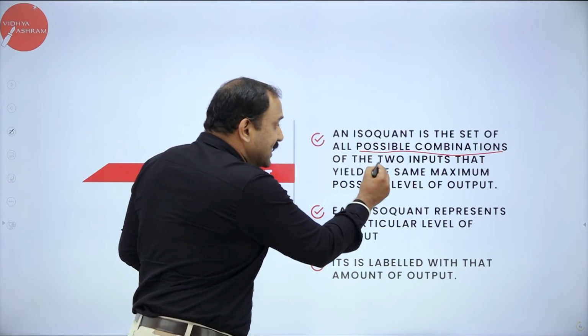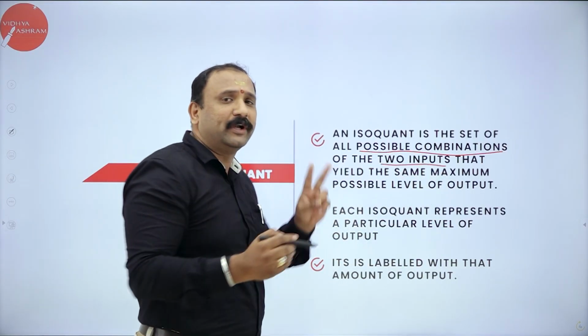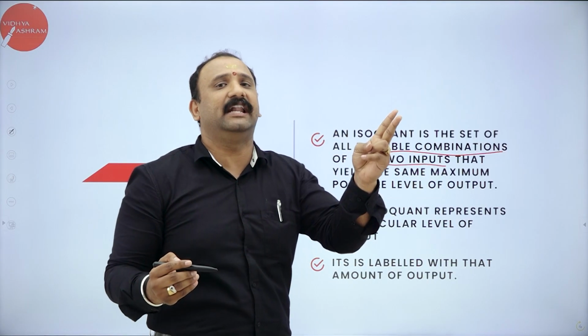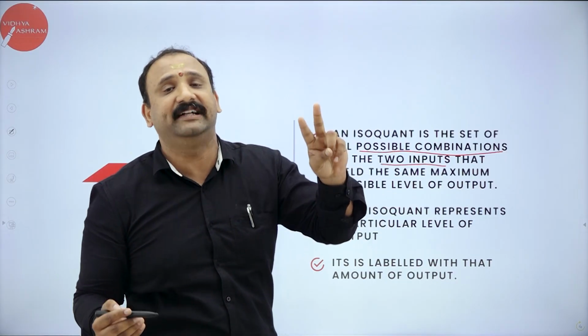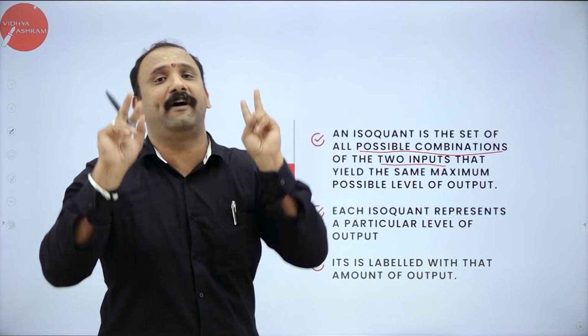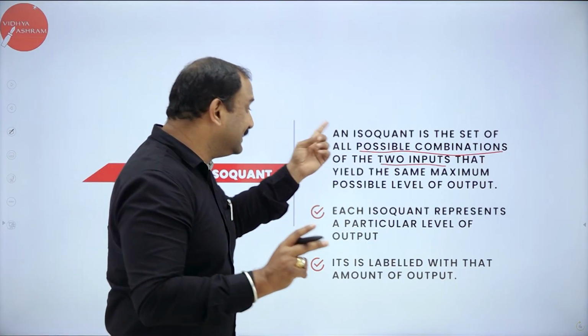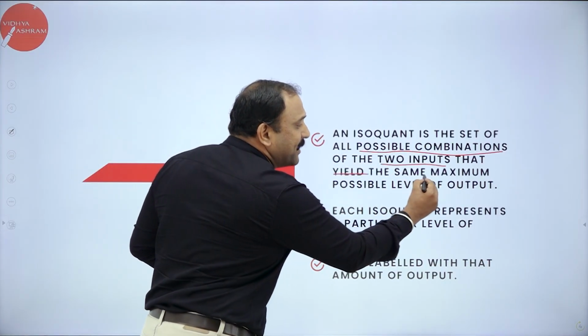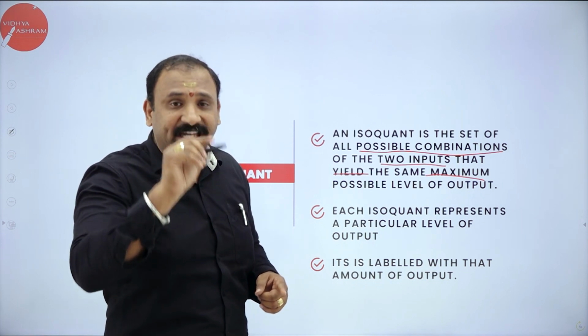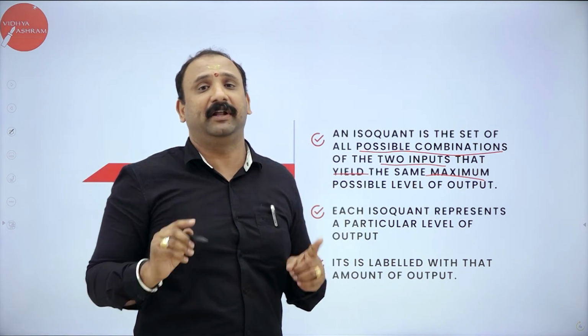Now, the next word, two inputs. So we are going to take two factors. It might be land and labor, capital and labor, land and capital. So we are going to take two factors into the account that yield the same maximum. Now the word yield and maximum, that's very, very important.